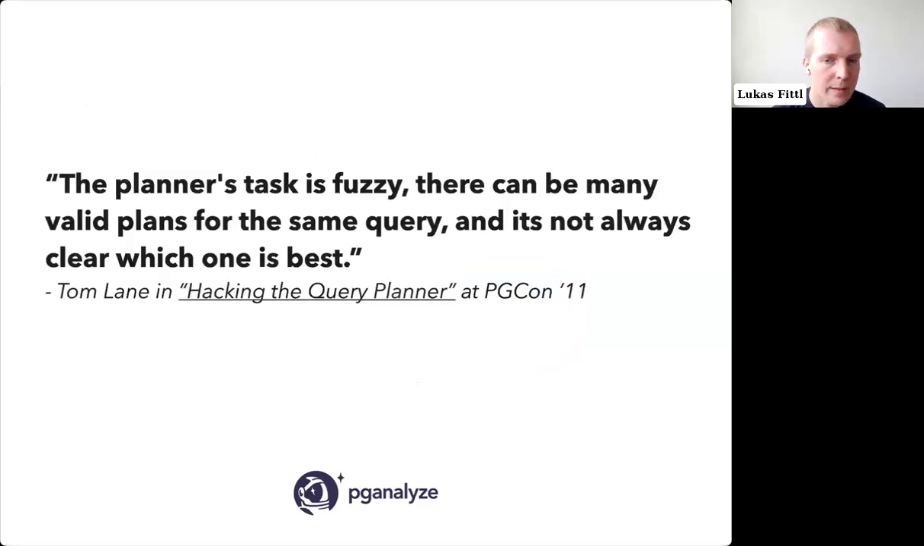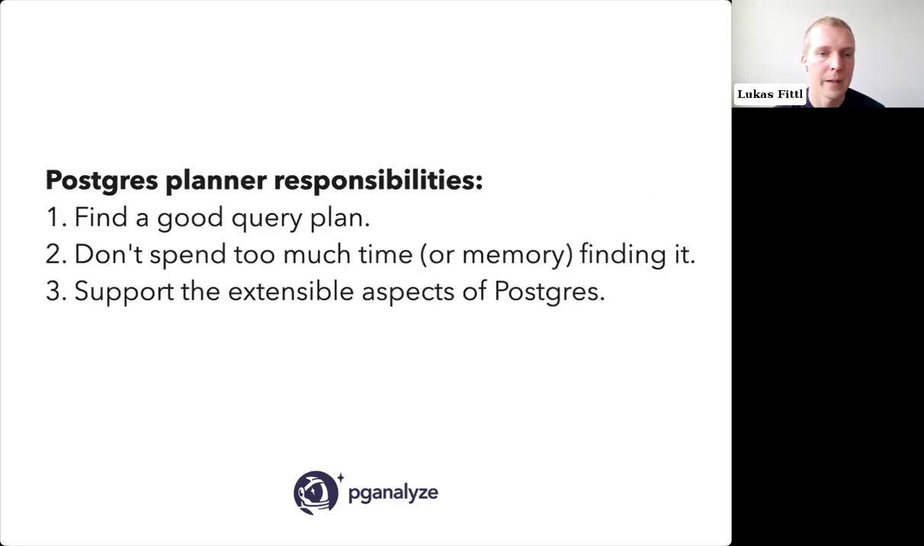So really this comes back to, just to repeat this, the planner's task is fuzzy, as Tom Lane said in the PGCon 11 session, where basically it's not like there is the perfect plan. It's basically that there is a bunch of really similar plans, often, that sometimes are better, sometimes are worse. And so it's not like the planner can say, always use this plan. And so really the responsibility of the planner is find a good query plan, don't spend too much time or memory finding it, and support the extensible aspects of Postgres like PG Vector, for example.